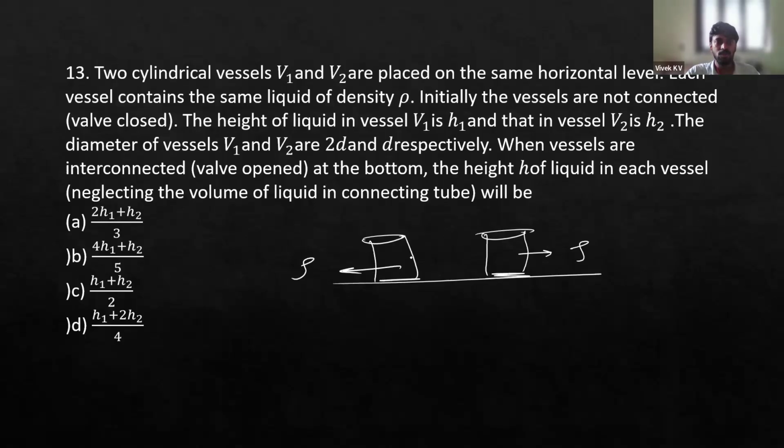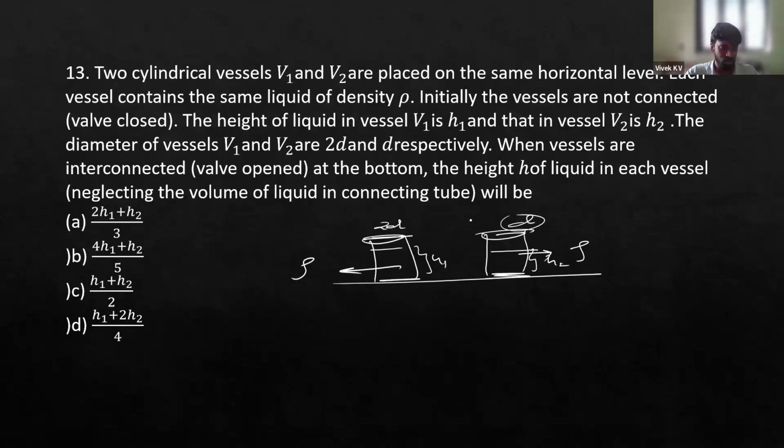Height of the liquid in vessel V1 is H1, and that in vessel V2 is H2. Let us say this is H2. The diameters of vessel V1 and V2 are 2D and D respectively. So one is a larger diameter vessel, which is 2 times D, and this is a smaller diameter vessel, which is D.